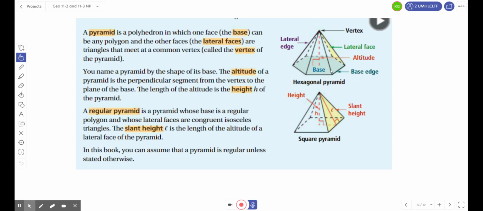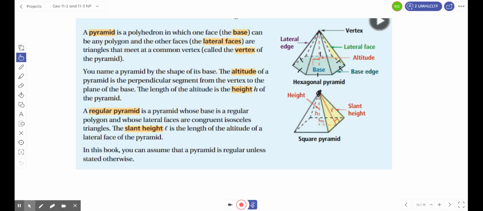In a pyramid, one face, the base, the bottom, can be any polygon. So it can be a hexagon, it can be a square, and we are specifically going to deal with pyramids that have regular polygons for their bases, meaning that all of these sides are the same length. So that hexagon on the bottom is a regular hexagon. This one is a square. I don't think we're going to look at a rectangular pyramid. And then all of the other sides are triangles that meet up at a common vertex.